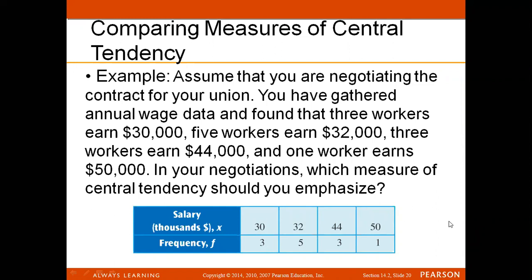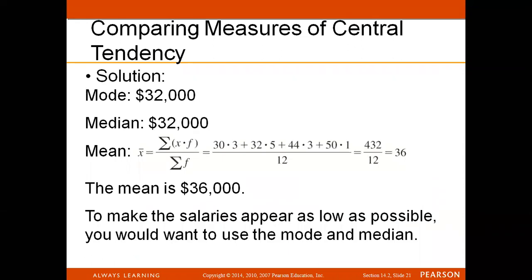So do we use the mean? Do we use the median? Or do we use the mode, right? Potentially, we use the mode, but maybe we'll use one of the others, right? Let's see what the book says. Solution. Our mode is calculated at 32,000. Well, we saw that one. The median is also 32,000. So those are both good measures. The mean, however, which was x bar equals sigma xf divided by sigma f, so the sum of the x values times their frequency divided by the number of frequencies, yielded 432 divided by 12, which is 36. The mean is 36,000. To make the salaries appear as low as possible, you would want to use the mode and median.